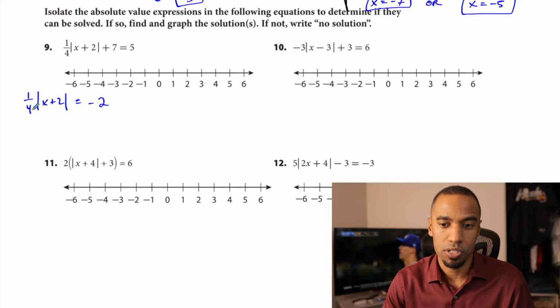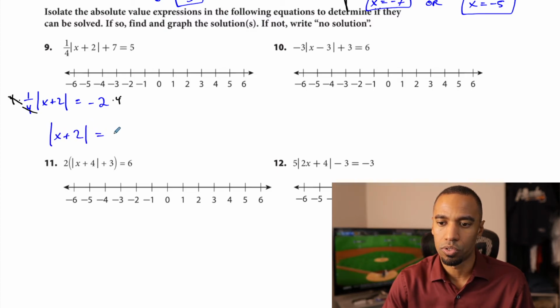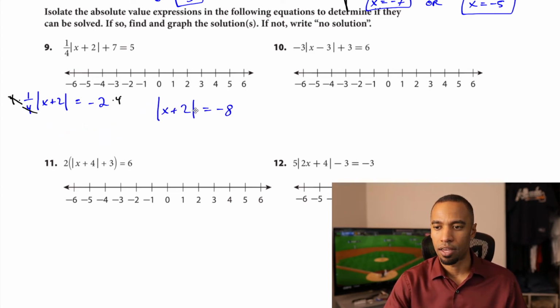Now, a 1/4 is here, so it's like the same thing as dividing by 4. So if I want to get rid of that fraction, I'm going to go ahead and multiply both sides by 4, right? That's kind of what that part means. So now we have the absolute value of x plus 2 equals negative 8. Okay, we've isolated our absolute value expression.